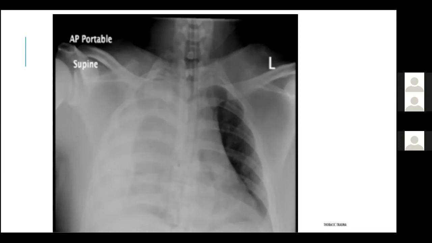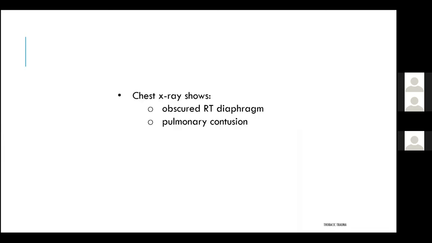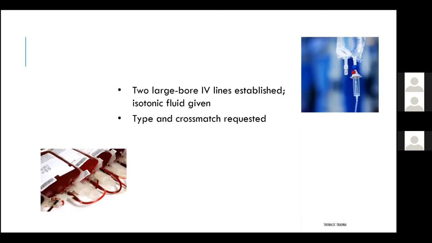So we need to secure the blood and have blood ready, along with FFP and platelets. As I mentioned, there's an obscure right diaphragm and also a pulmonary contusion. So the management here is we need to secure two large bore IV lines, start IV fluid, and request type and cross match, as we mentioned.